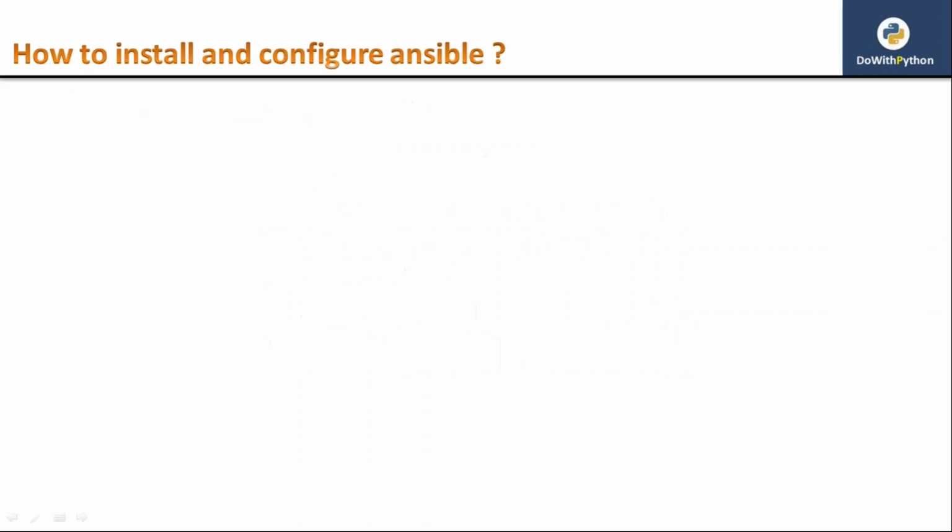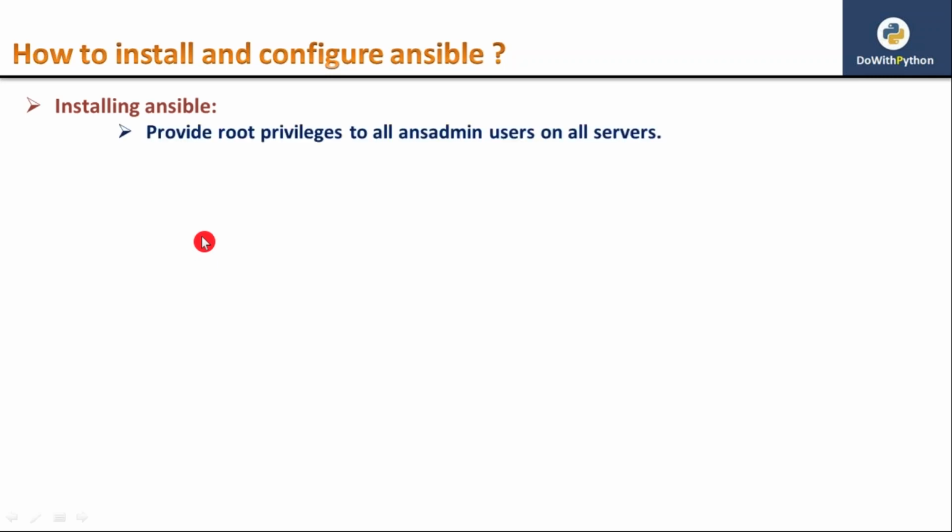Then we come to how to install and configure Ansible. Once you have your environment, only then can you install and configure Ansible. First we will go with the installation part. Installing Ansible. Provide root privileges to all ansadmin users on all servers. Why do we have to provide root privileges on all servers?